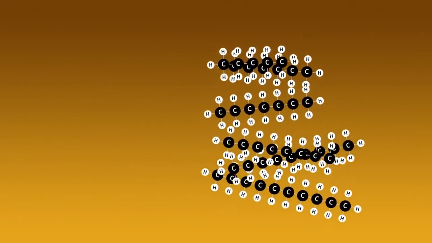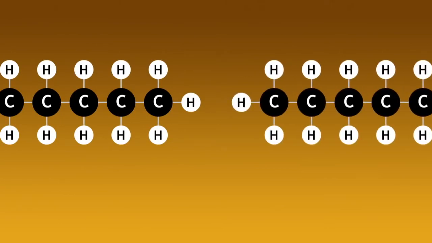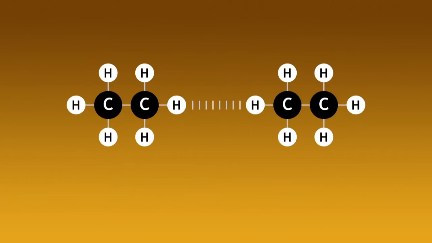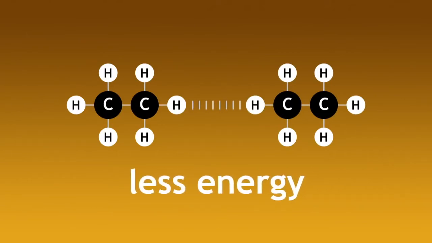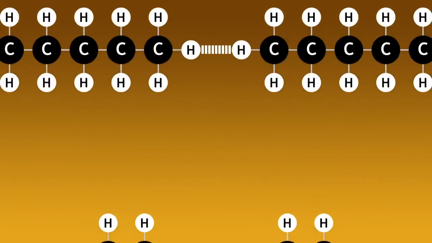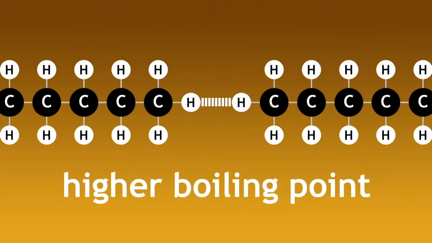Before we understand how fractional distillation works, we should be clear that crude oil is a mixture of hydrocarbons with different chain lengths, some being short molecules and some being very long. Intermolecular forces act between molecules, and the longer the molecule, the greater the intermolecular force. As you can see here, the small molecules have weaker intermolecular forces, and so will require less energy to break them apart and turn them into a gas. They have a lower boiling point. The longer molecules have greater intermolecular forces. More energy is required. A higher temperature will be needed to evaporate these molecules. They have a higher boiling point.